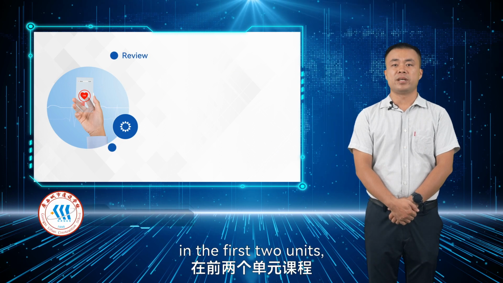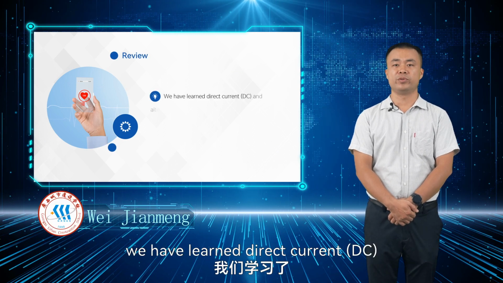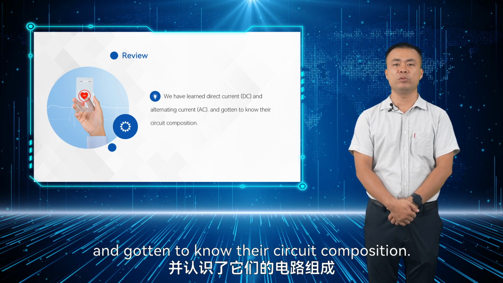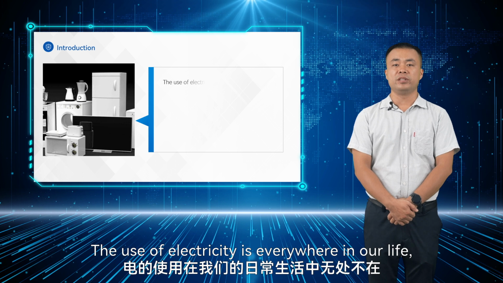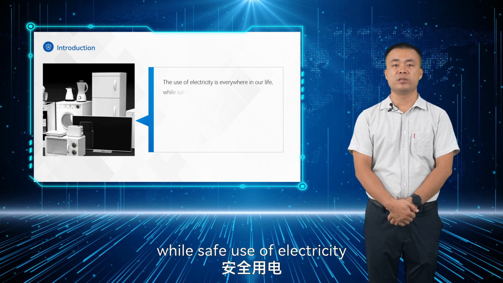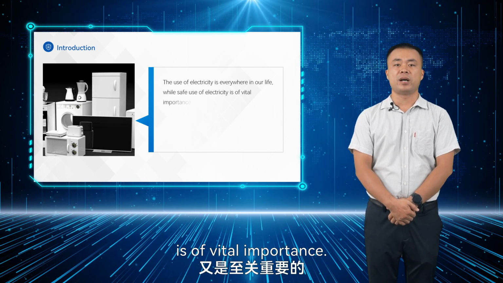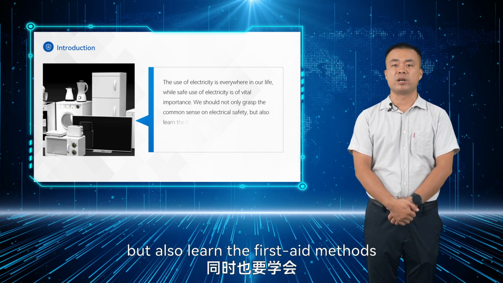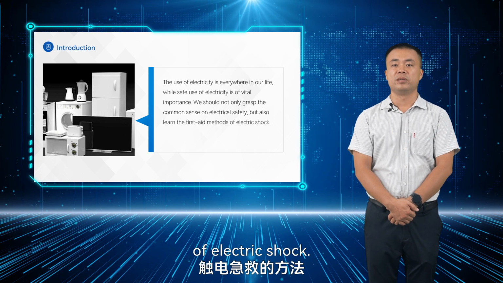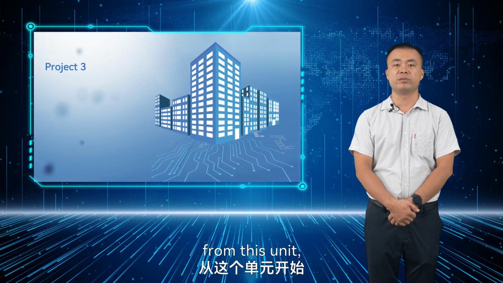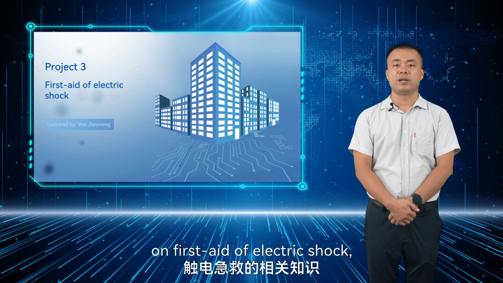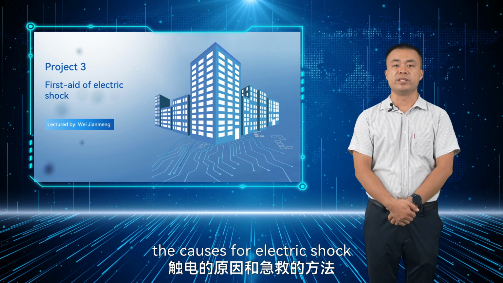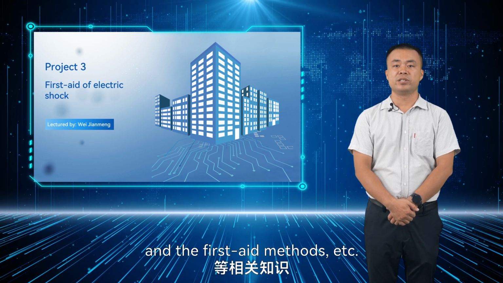Class, in the first 2 units, we have learned direct current, DC, and alternating current, AC, and gotten to know their circuit composition. The use of electricity is everywhere in our life, while safe use of electricity is of vital importance. We should not only grasp the common sense of electrical safety, but also learn the first aid methods of electric shock. Then, from this unit, we will learn relevant knowledge on first aid of electric shock, and get to know the type of electric shock, the causes for electric shock and the first aid methods, etc.